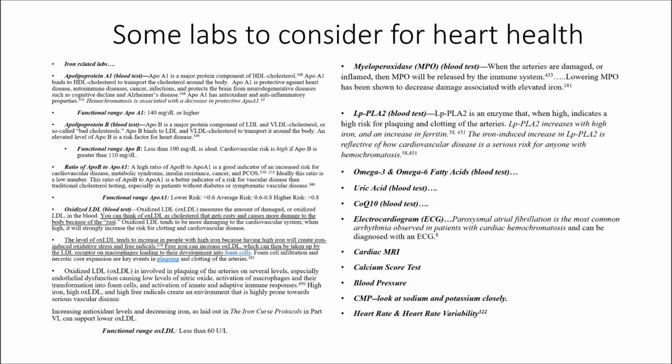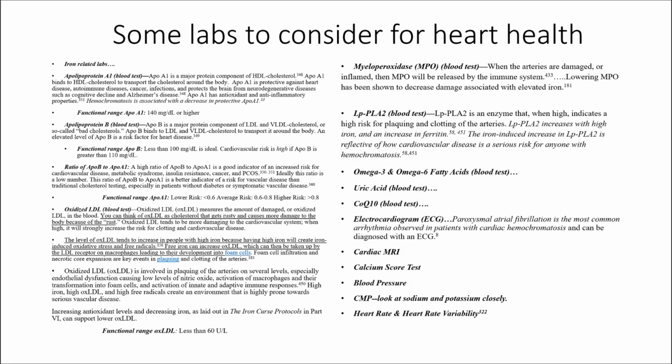You can think of oxidized LDL as like the cholesterol that gets rusty and causes more damage to the body because of the rust. So like I mentioned, high iron can and does create more oxidized LDL, as does low nitric oxide, as does high inflammation, as does low antioxidants. If you're low in glutathione, you're going to have high oxidized LDL. If you're drinking a lot of alcohol, that's creating a lot of inflammation and oxidative stress, you're going to have high oxidized LDL. And the oxidized LDL will contribute to those macrophages creating foam cells and leading to that necrotic core, which I was showing you before.